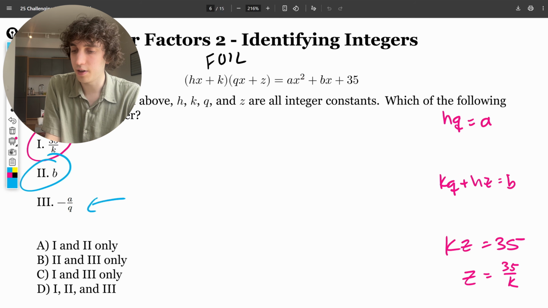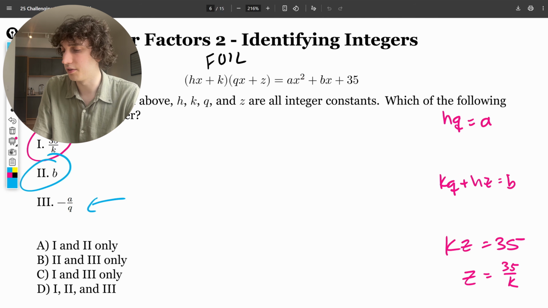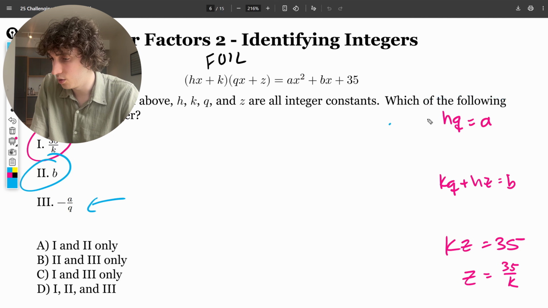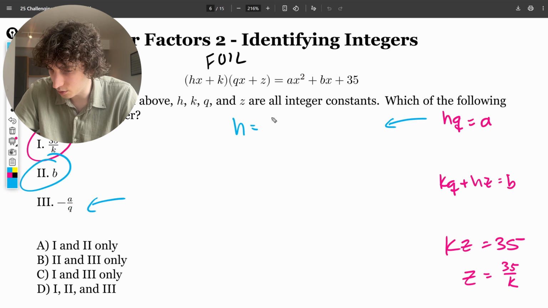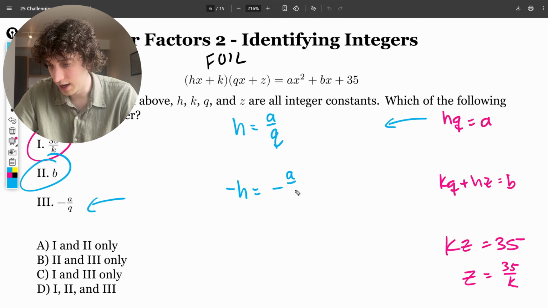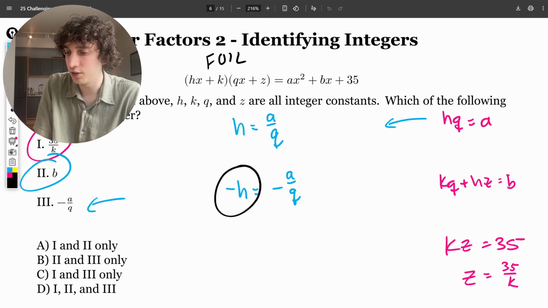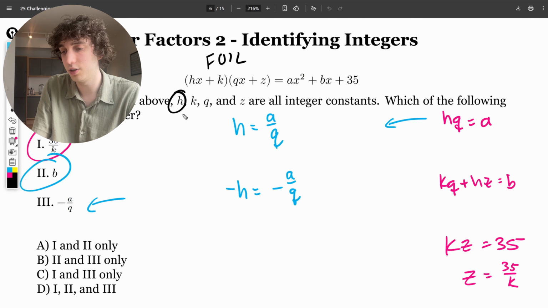Finally, we have negative a over q. We're going to approach this very similarly to how we did number 1, where we have hq equal to a. We can rewrite this as h equals a over q, and then we can multiply both sides by negative 1 to get negative a over q. This one's maybe a little less direct, because we're not told that negative h is an integer, we're told that positive h is an integer.